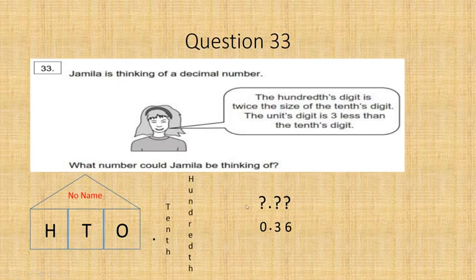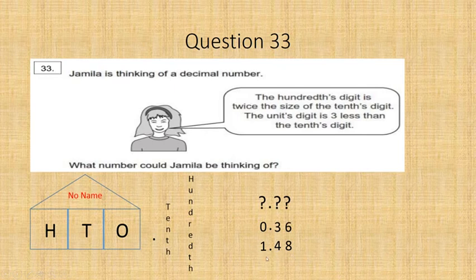Or I can be thinking of another number. Let's make the ones 1. So 1 plus 3 is going to be 4. So now I satisfied the last sentence. 4 minus 3 equals 1. So the unit digit is 3 less than the 10th digit. And after that, I have to double that, because it says the 100th digit is twice the size of the 10th digit. 4 times 2 equals 8. So this is another possibility. This is another number that Jamila could be thinking of.